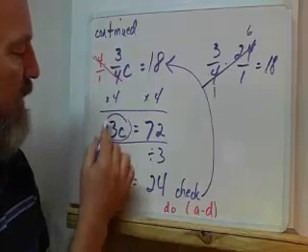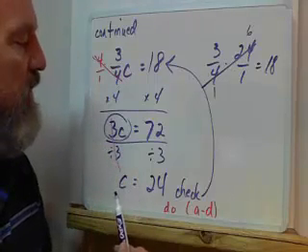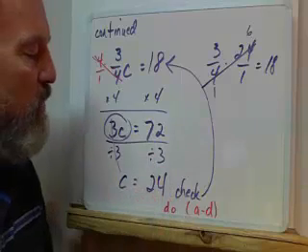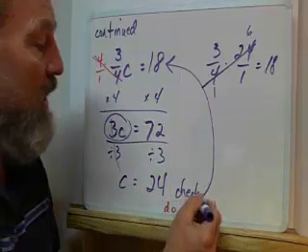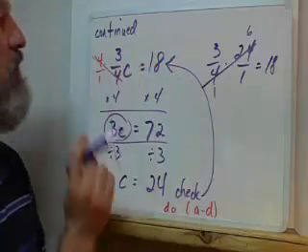Divide this by 3, and I have nothing left but the variable c on this side. 72 divided by 3 is 24. And now you're going to do the check. You take 24 and put it back into the original equation.